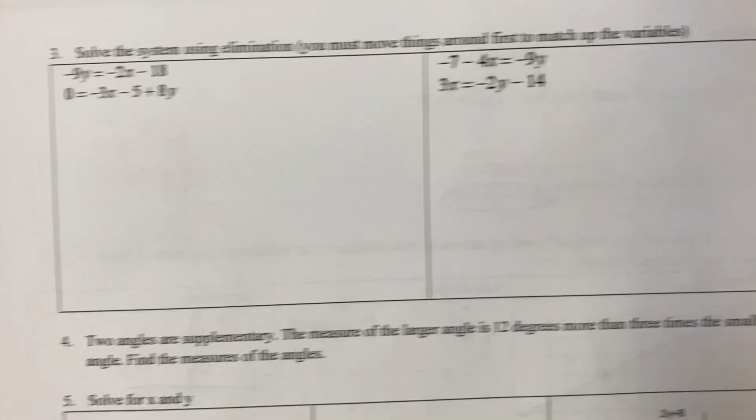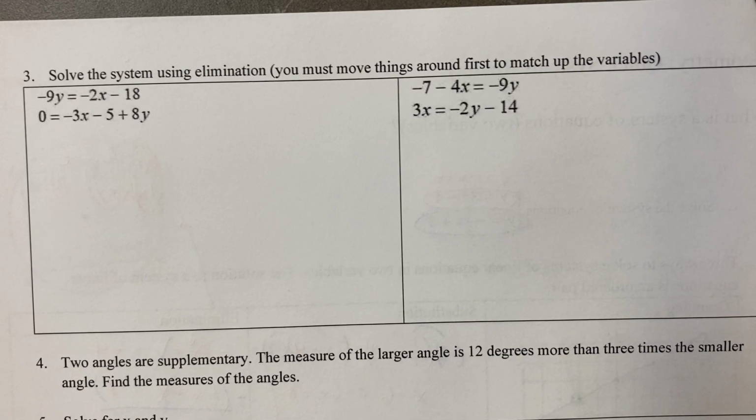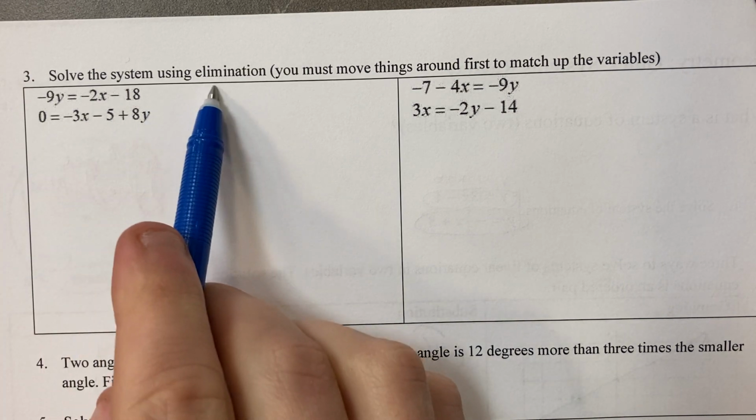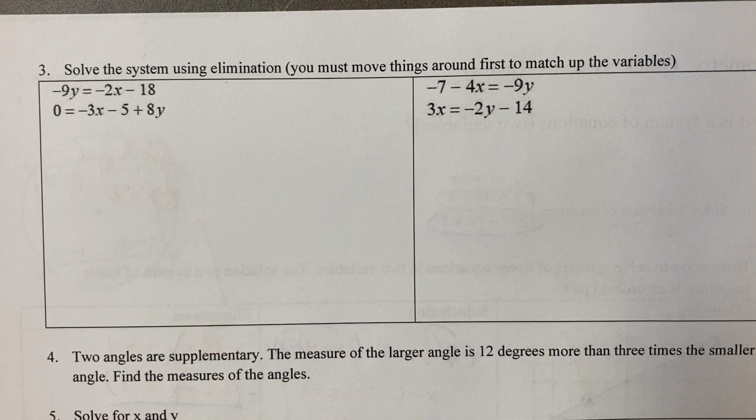Next. Solve the system using elimination. It says you must move things around first to match up the variables. Okay, so these are not lined up. So we're doing elimination, they're not lined up.